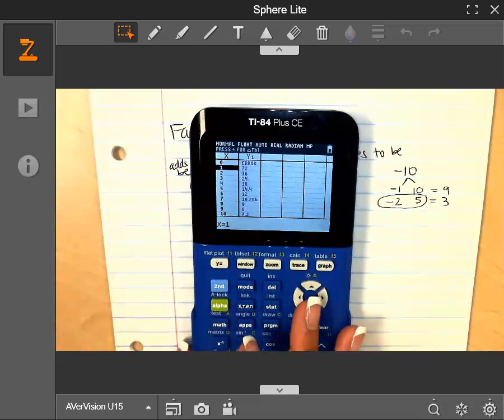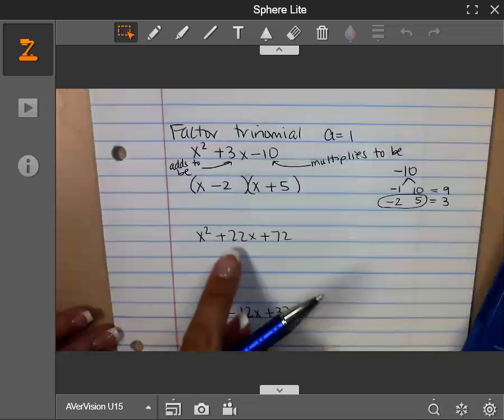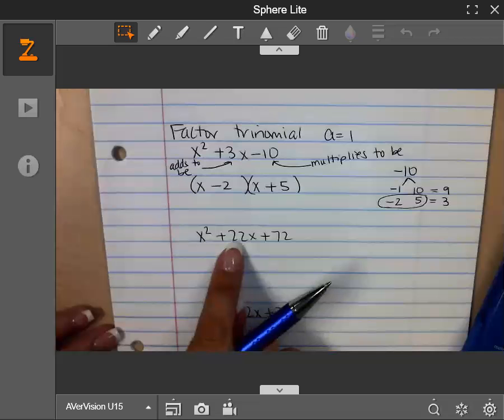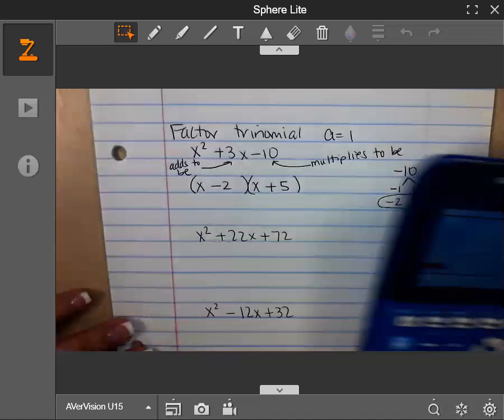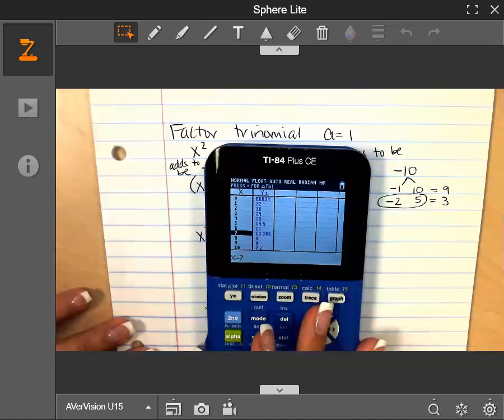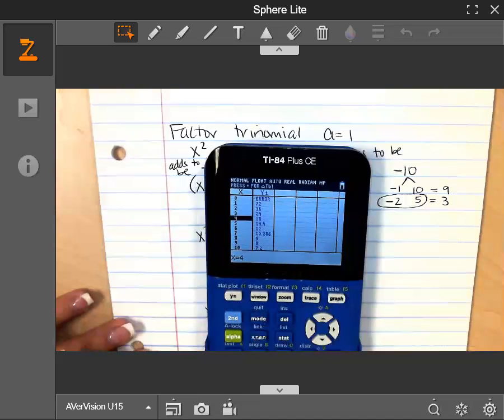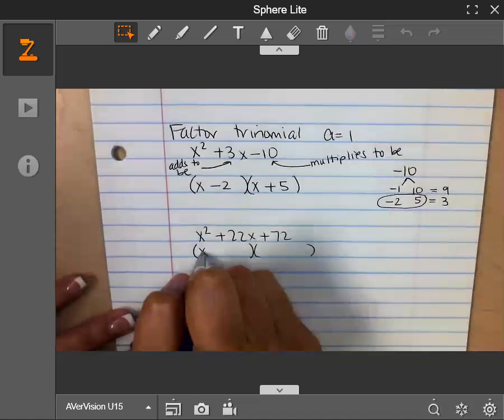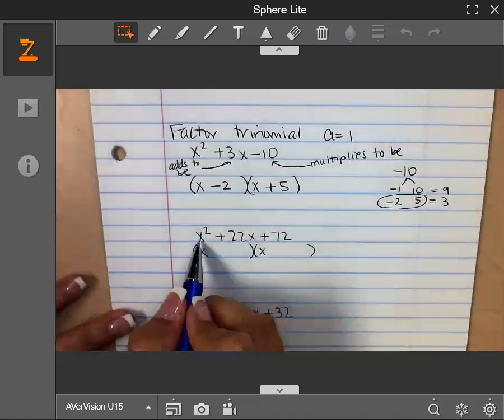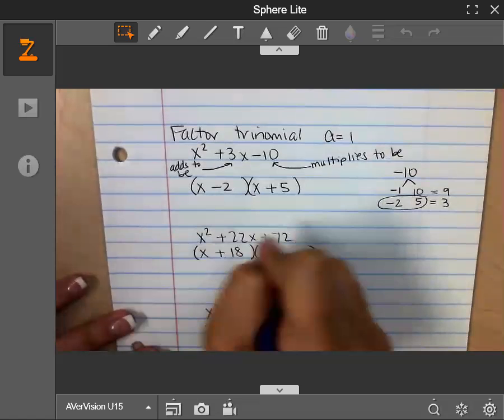1 and 72, 2 and 36, 3 and 24, 4 and 18, and you're going to keep going until you find the one that adds up to be 22x. Now it's positive, and so is this one, so we know both values are going to be positive. The one that adds up to be 22 is right here at 4 and 18. Those add up to be 22, and they multiply to be 72. So we set up our parentheses. x times x gives me that x squared. And we just found that it was 18 and 4.